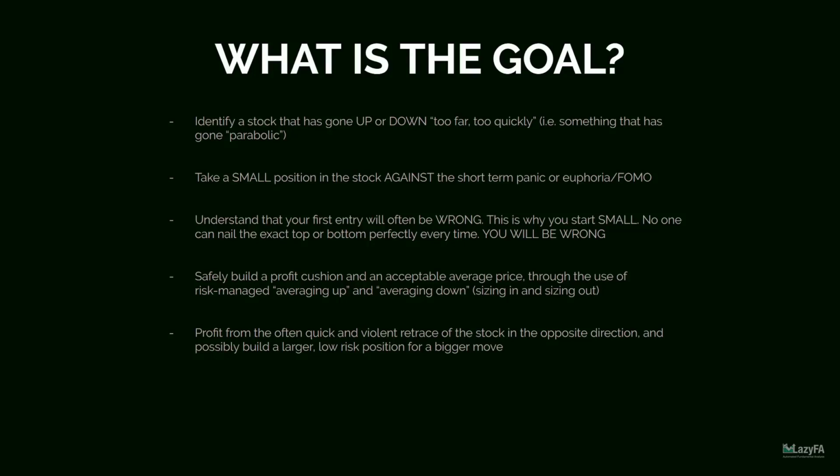So the ultimate goal obviously is to make money, right? So we want to try to profit from the violent retrace of the stock in the opposite direction, and then potentially once the euphoria or the panic wears off, build a larger, lower risk position for a longer term move, right? Once you know the top is in or the bottom is in, then it's okay to start building a larger position.